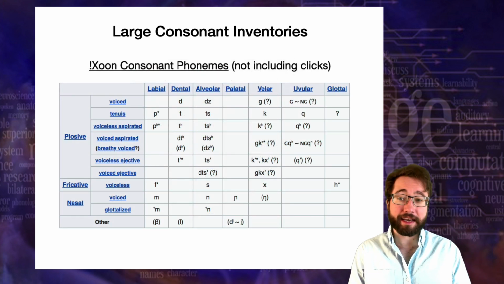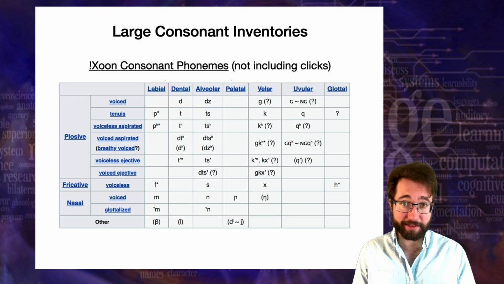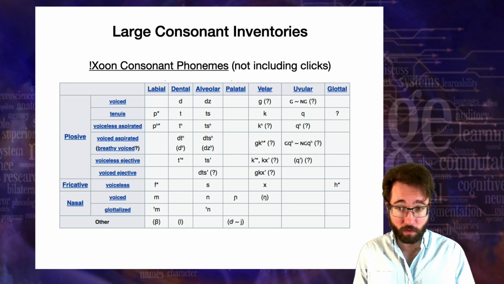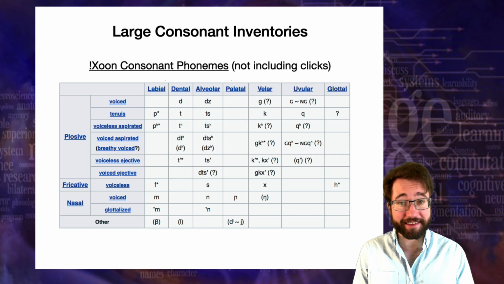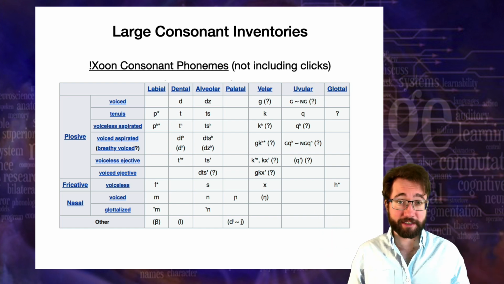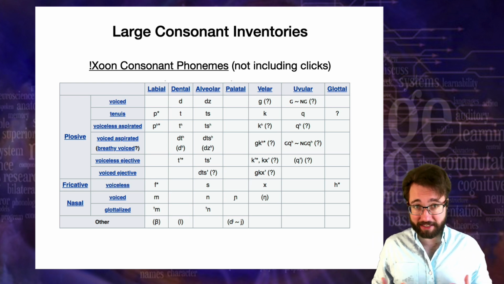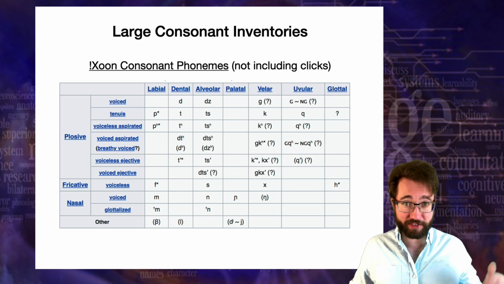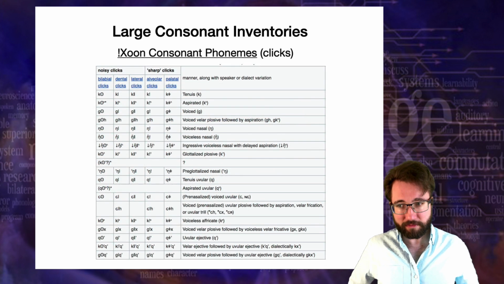These are the non-click consonant phonemes of ǃXóõ, and we see that there's already a lot. It has the normal systematic structure. There's already a lot of these different phonemes without even yet considering the clicks, but the clicks are really where it explodes in terms of the number of sounds.